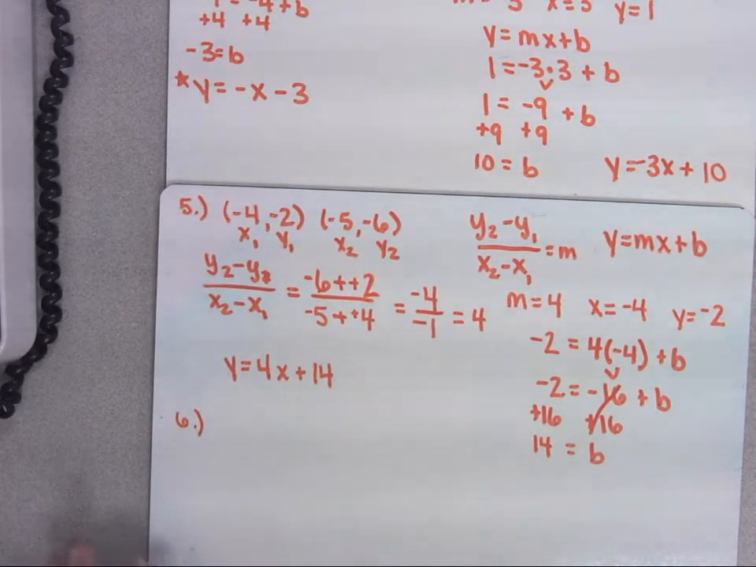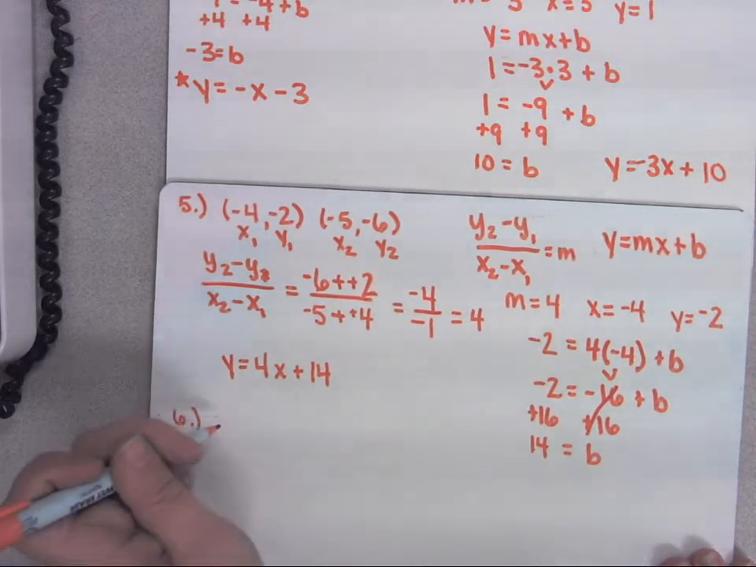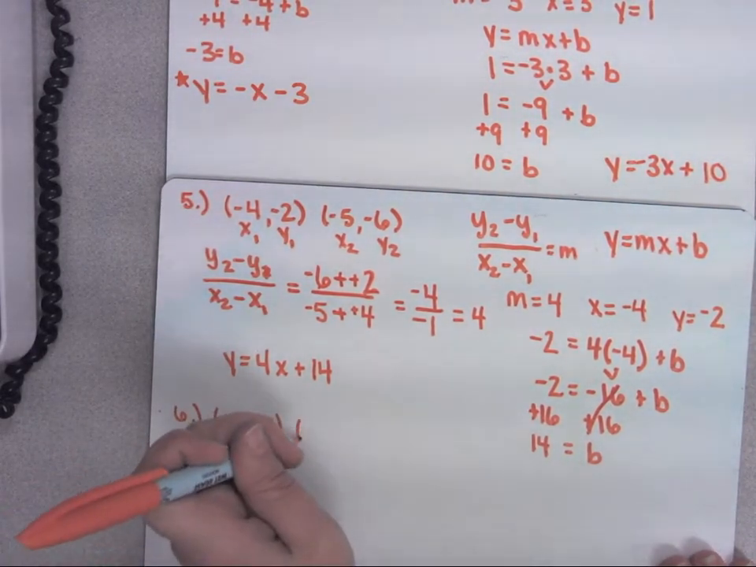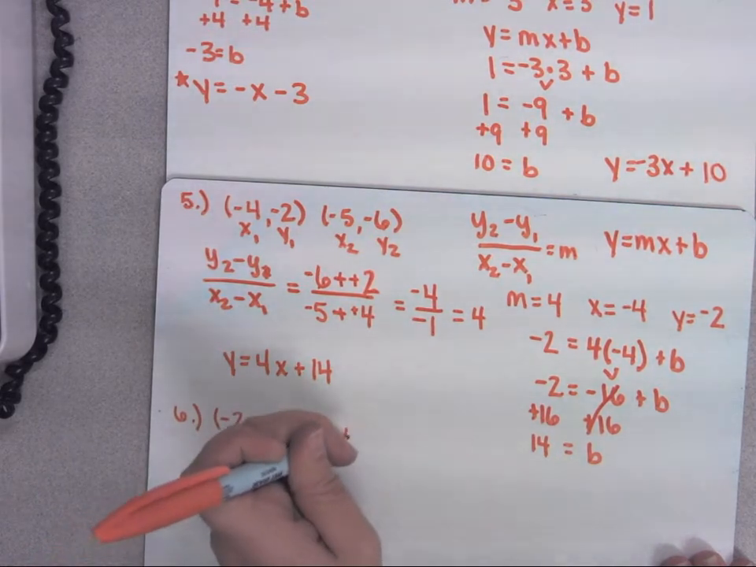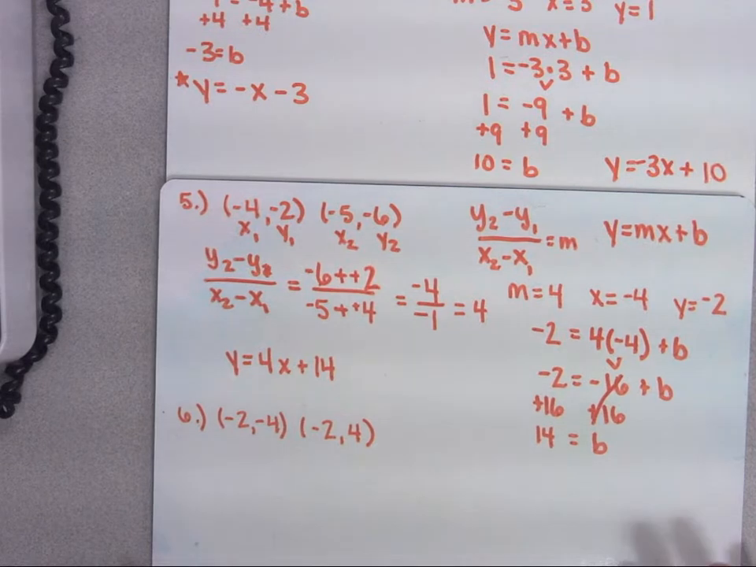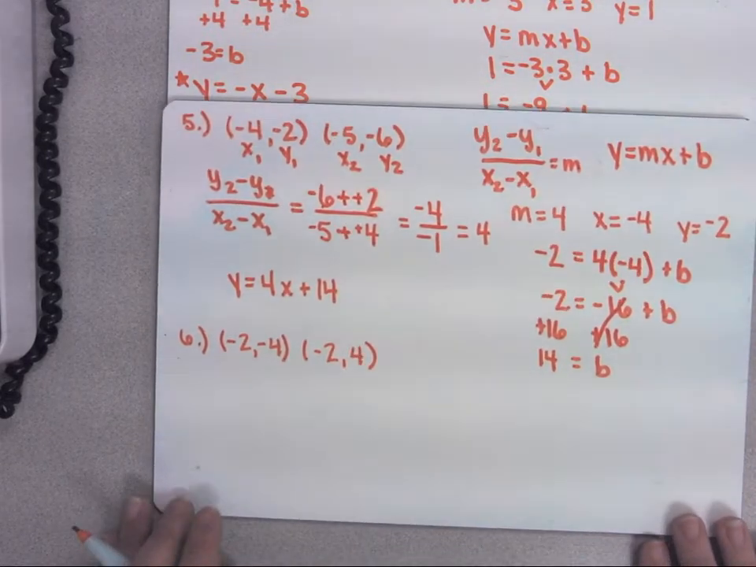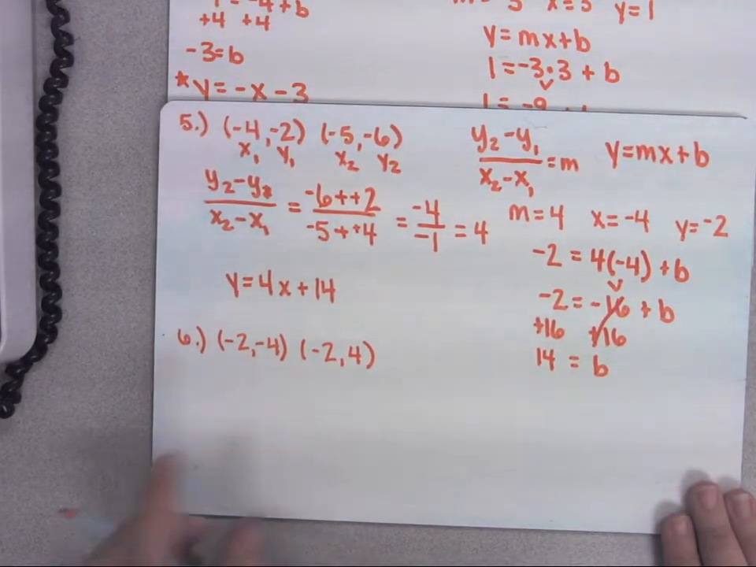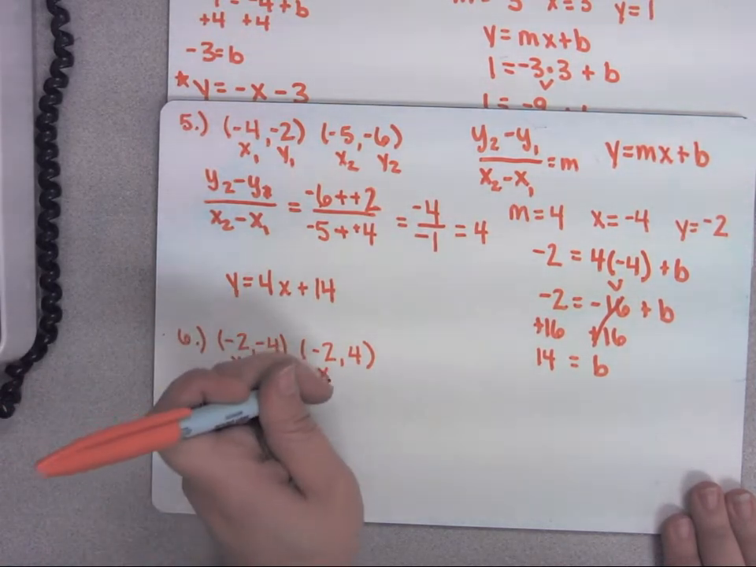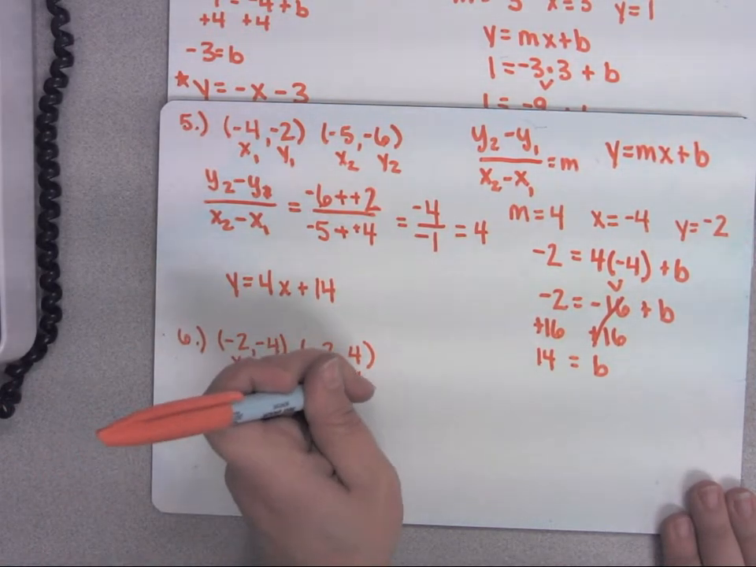Throw a little curve at you. You ready? -2, comma, -4, and -2, comma, +4. Still 2 points. Still going to find the slope first, right? Stop when you find the slope.